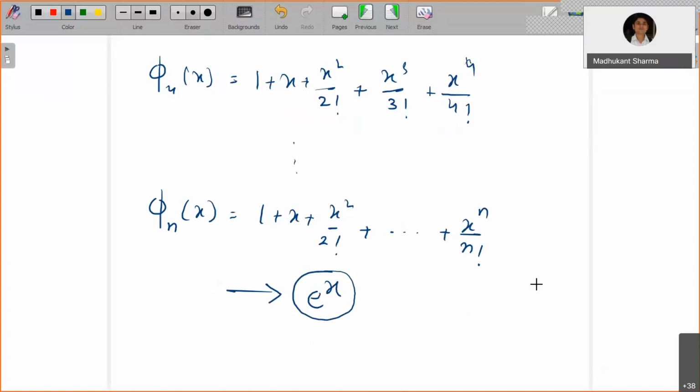So this is the nth partial sum, or you can say n plus 1th, because n plus 1 terms are there, so you can say nth or n plus 1th partial sum of this Taylor series of e power x. So this certainly converges to this. So we have the convergence of this Picard's approximation, at least for this problem. Okay, right. So let's take one more example.